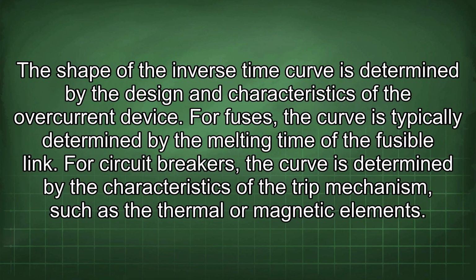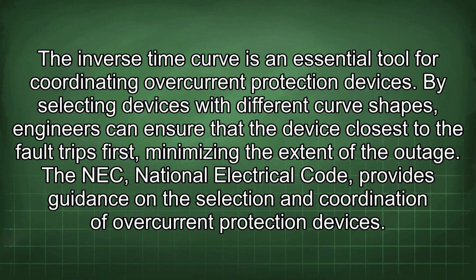The shape of the inverse time curve is determined by the design and characteristics of the overcurrent device. For fuses, the curve is typically determined by the melting time of the fusible link. For circuit breakers, the curve is determined by the characteristics of the trip mechanism, such as the thermal or magnetic elements. The inverse time curve is an essential tool for coordinating overcurrent protection devices. By selecting devices with different curve shapes, engineers can ensure that the device closest to the fault trips first, minimizing the extent of the outage.